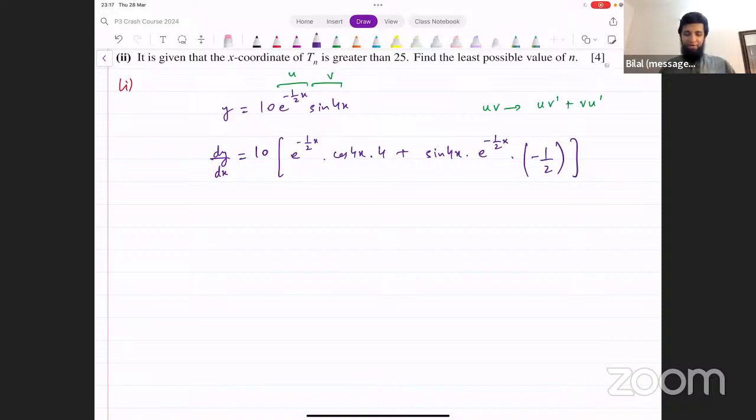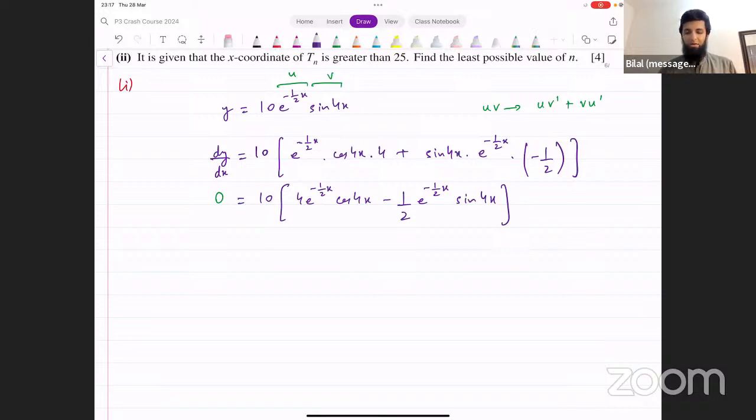Okay, so this is the derivative. E power minus half x into cos 4x into 4 and so on. This is the differentiation, all right? Now, since we're looking for stationary points, all you have to do is put the derivative equal to 0. Okay, that's what we do. So we have 0 equals 10 into 4 e raised to the power minus half x into cos of 4x minus half into e raised to the power minus half x into sine of 4x. This is the equation that we now need to solve.